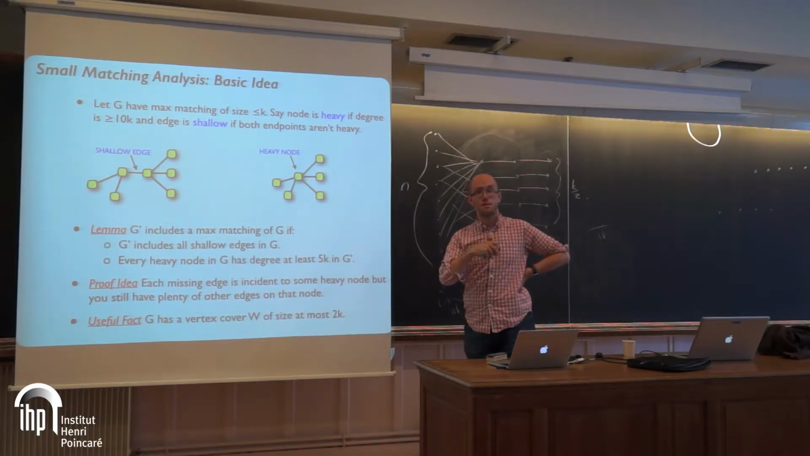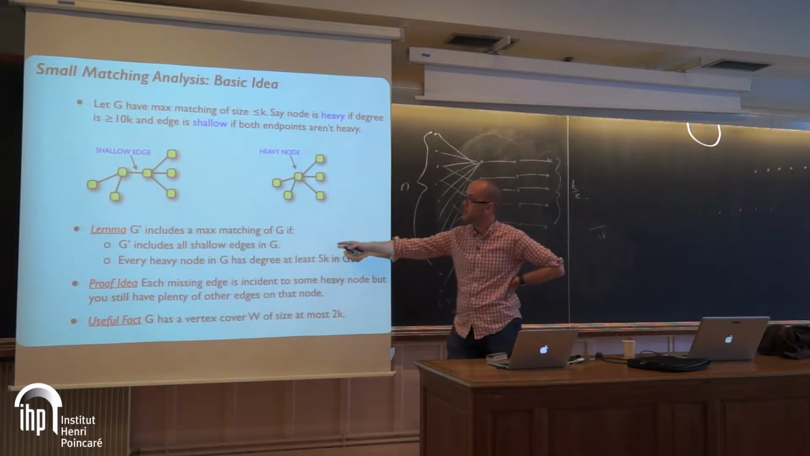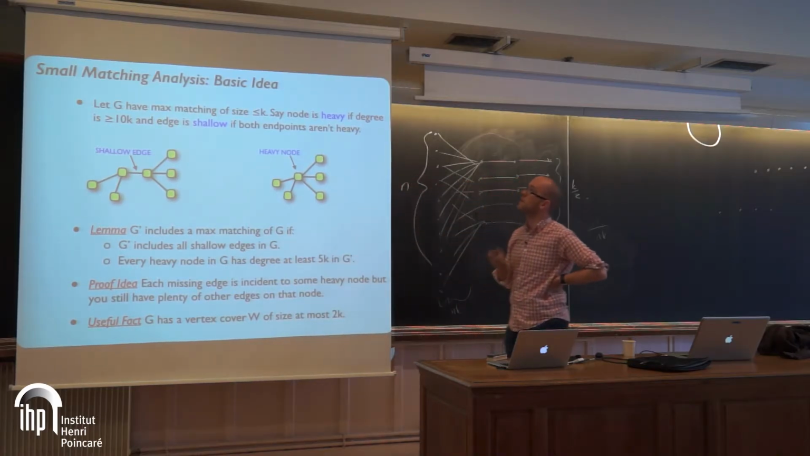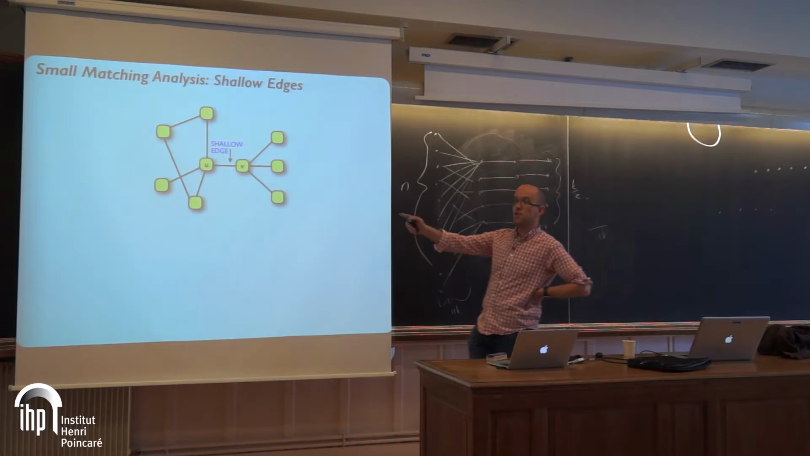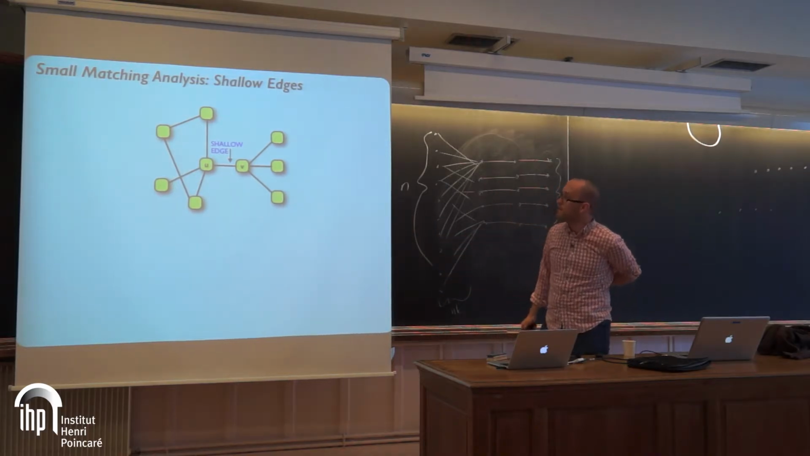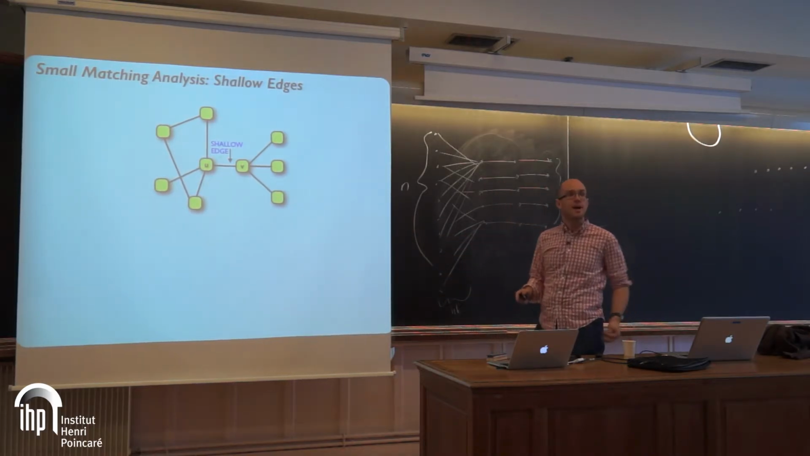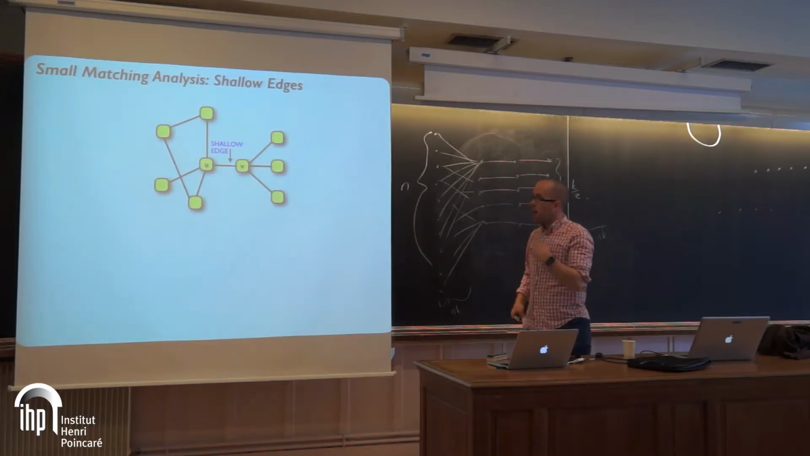I have no idea whether this is necessary or not. A vertex cover is just a subset of nodes such that every edge in the graph is incident to at least one of the nodes in the vertex cover. Any questions?